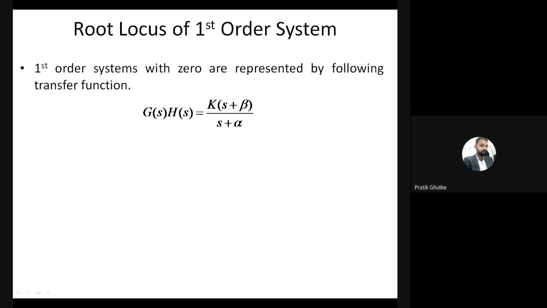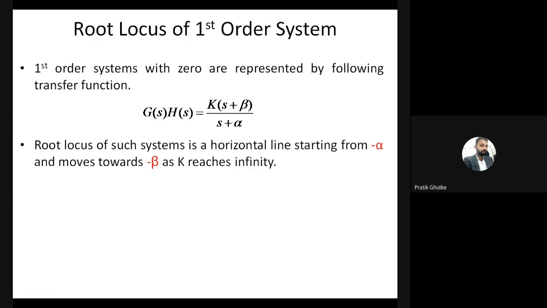So first order system with zeros is represented by the following transfer function. Previously we have seen only the first order system with poles. Now we will see the system with zeros also. The transfer function G(s)H(s) equals K times (s plus beta) divided by (s plus alpha). In this case, s plus beta is your zero and s plus alpha is your pole. The root locus of such a system is a horizontal line starting from minus alpha and moving towards minus beta as K reaches infinity.